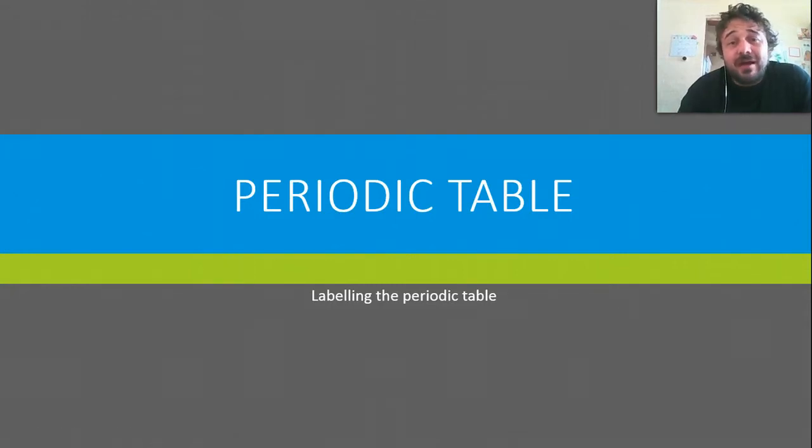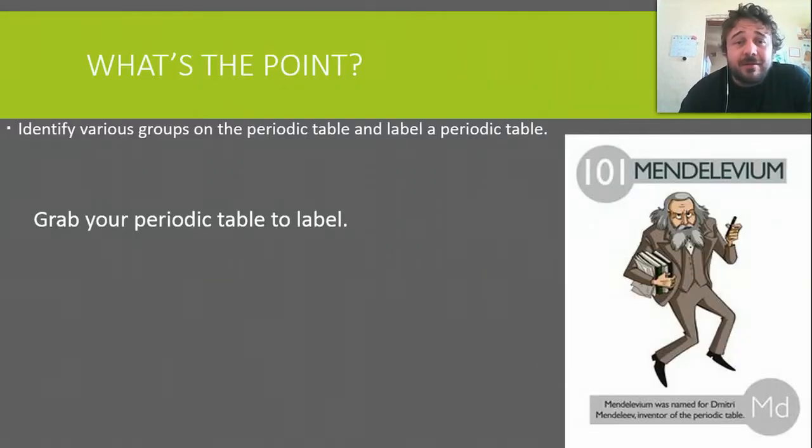Video 2. Now, this is a bit different to normal. What I need you to have with you is a copy of your periodic table. You should have got it today in class. So, have your periodic table with you, and let's roll. Now, what's the point? You basically want to be able to identify the various different groups and also periods on the periodic table. To do this, we're going to label the periodic table. So, go and grab your periodic table.